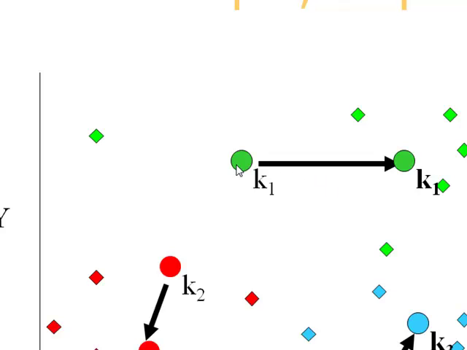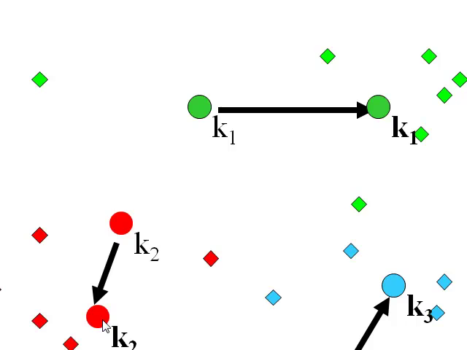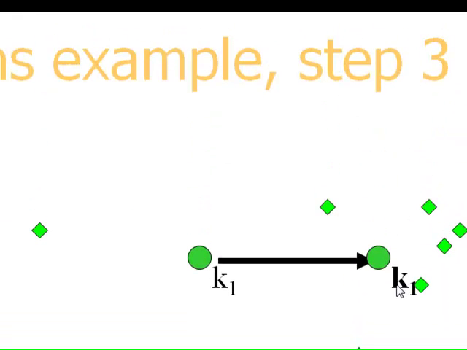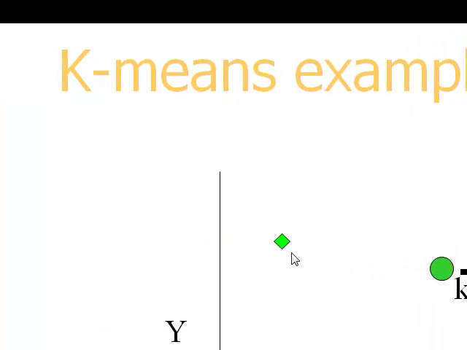Okay, so this K1 is now going to be over here, right? What do you think about this dot now? It's probably going to be closer to this K2 than it is to this K1, right? It might not be true, but it might be true, right?